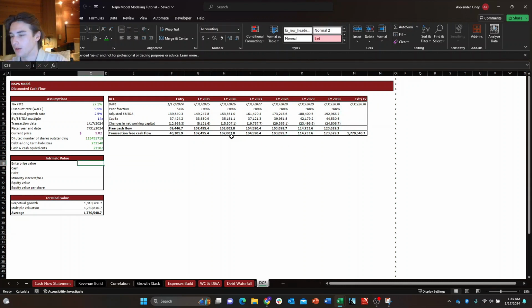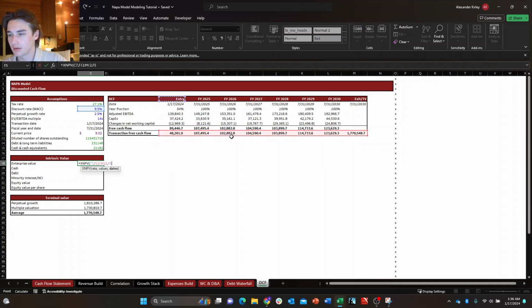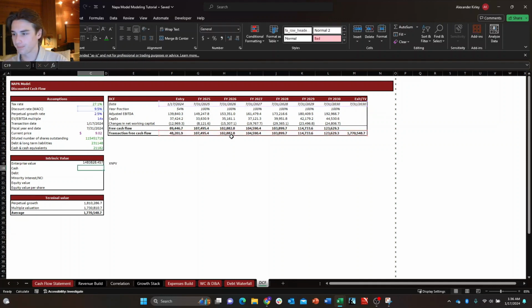Now comes the fun part. So now that we have our stage 1 as well as stage 2 cash flows, we need to discount it back to present value. So what we use here is what we refer to as XNPV. So that's our formula here. XNPV, our rate. So this is our discount rate. What are we discounting the cash flows by? This is our WACC. Our values are all of our transaction free cash flows here, and the dates are here. Fantastic. So that is our enterprise value.